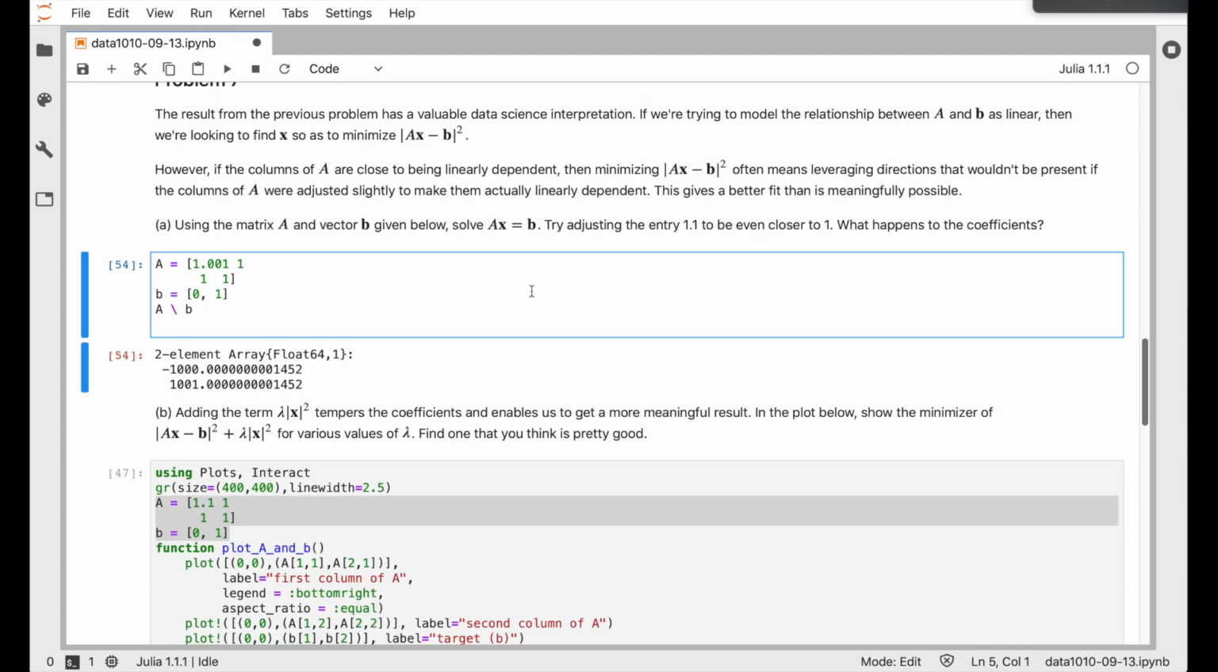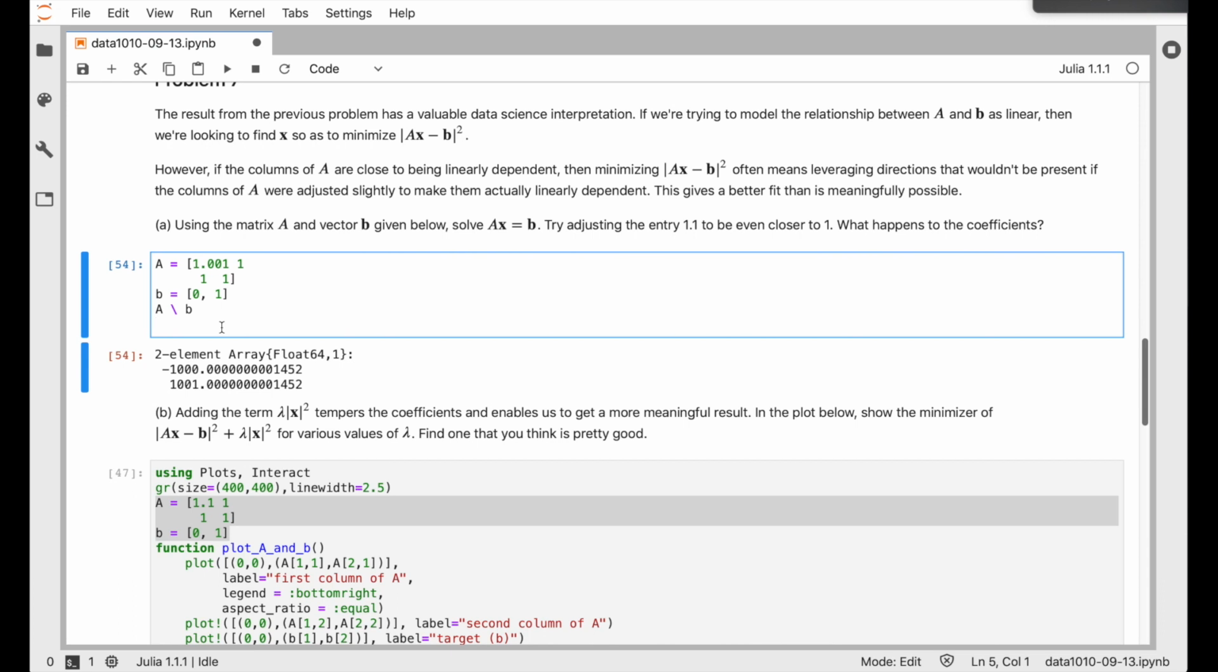The idea is that the columns of A represent features for some number of observations, and you're trying to combine those features to match some response variable B. And if the model is telling you that you should use negative 1,000 of one column and 1,001 of the other column, that means that it's leveraging the difference between those two columns in order to try to match the response variable. And that's never going to be meaningful because your precision on your numbers is not that high.